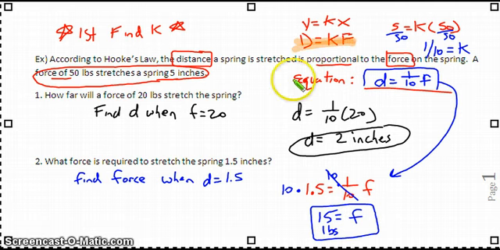Okay, but again, I think the key to this is first changing my equation to this and taking the time to make the generic equation once you actually know what the k value is. So don't forget to do that.